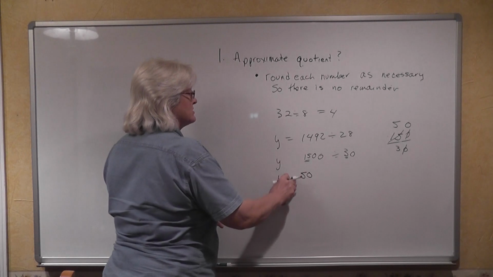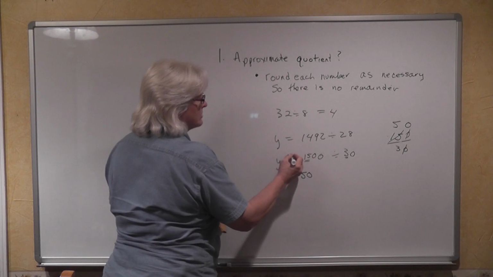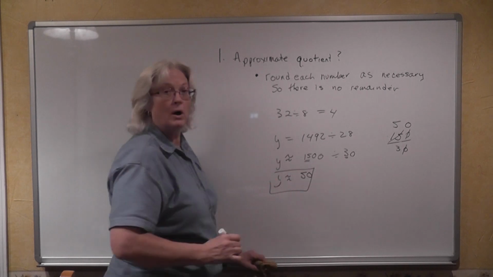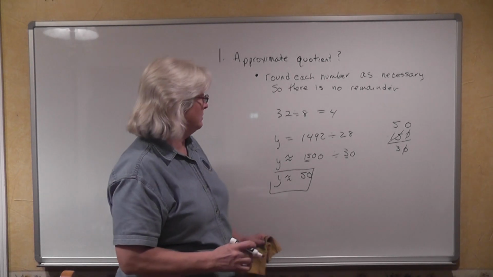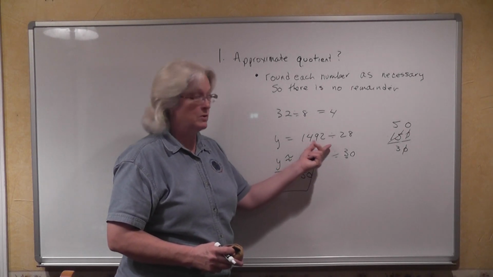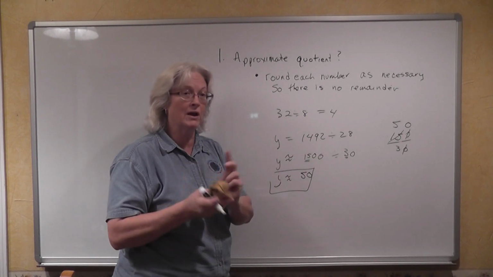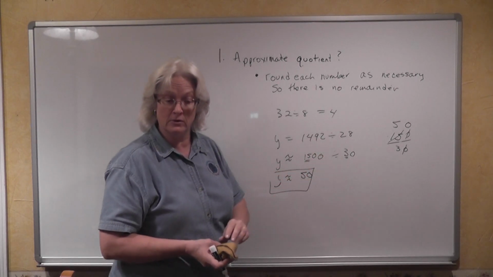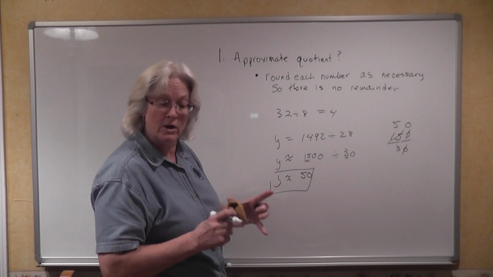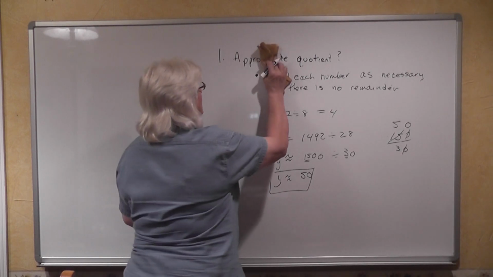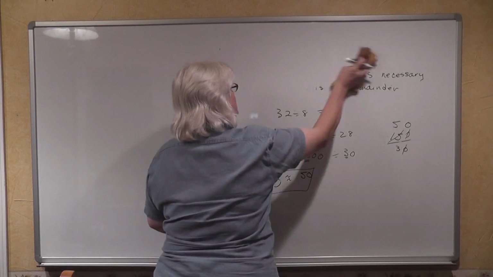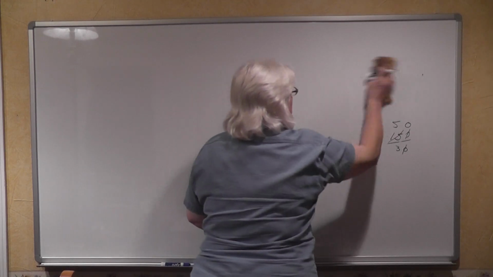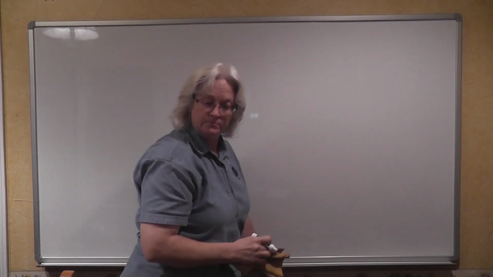Right here, I should have changed these equals to the approximately equal sign. Y is approximately equal to 50. What we've done is we've changed these numbers, we've rounded them so that when we do our division, we can do our division with no remainders left over. So that's one way that we're going to approximate quotients and products. Now let's go ahead and look at example 2 and see some more practice.